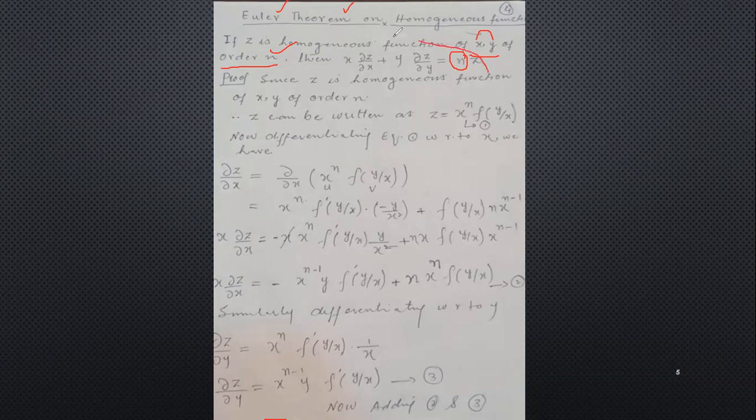So this is Euler's theorem. Euler's theorem says that x into the partial derivative of z with respect to x plus y into the partial derivative of z with respect to y equals n into z, where n is the order of the homogeneous function.